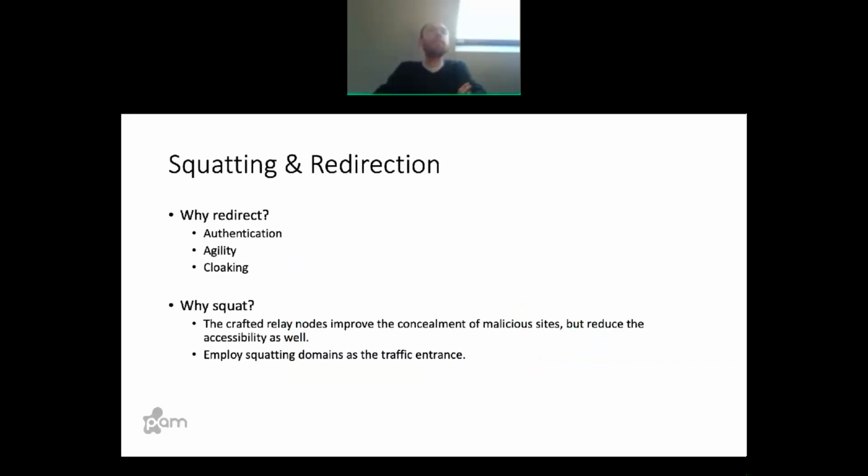So, why does the attacker leverage both domain squatting and redirection? By leveraging redirection, the attacker could verify the identity of the coming traffic and assign the user with different destinations. These relay nodes indeed improve the concealment of the final site, but they also lower its accessibility. So the attacker employs squatting domains as his traffic entrance.